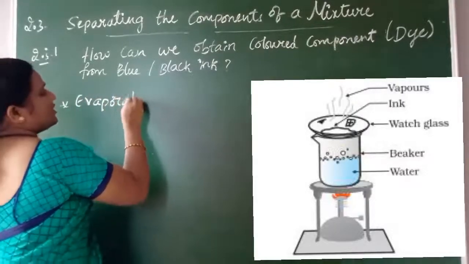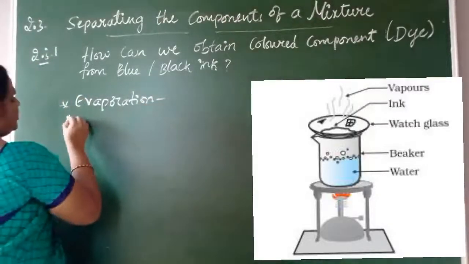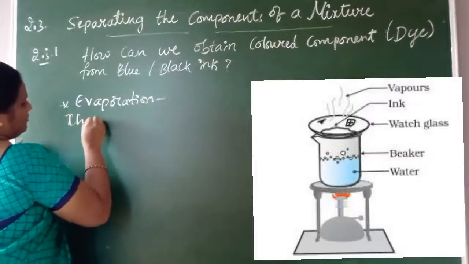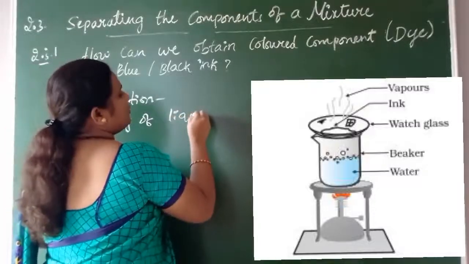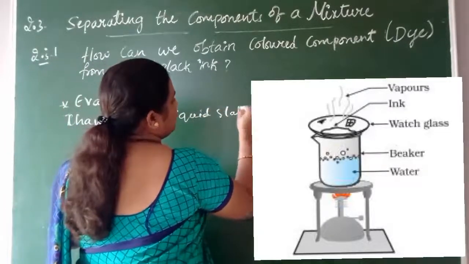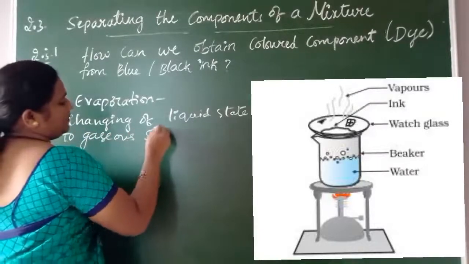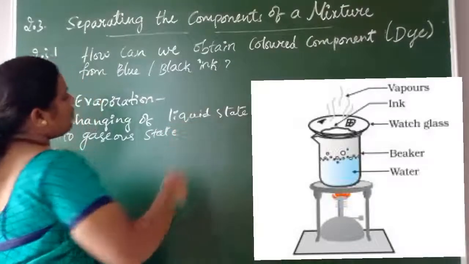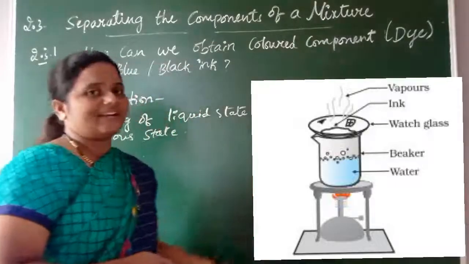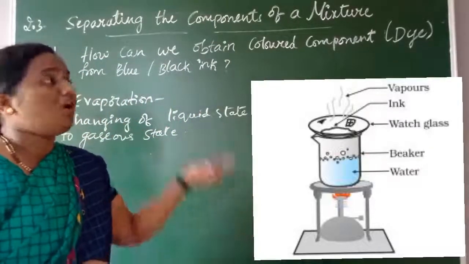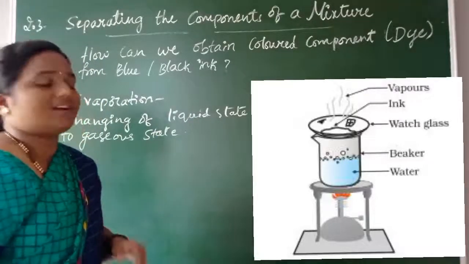Evaporation. In the first chapter we discussed what is meant by evaporation, that is, the changing of a liquid state to a gaseous state on heating is called evaporation. So here also what happened? On heating, whatever liquid the dye contained has changed its state to gaseous, and it is called evaporation. Got it, children?